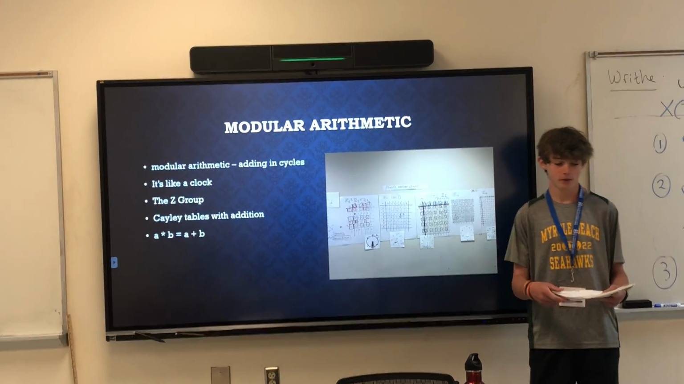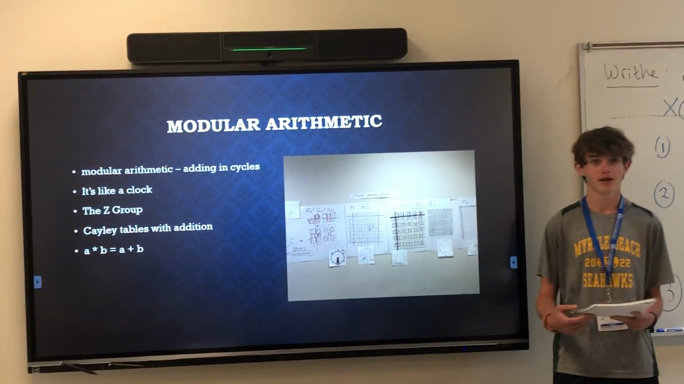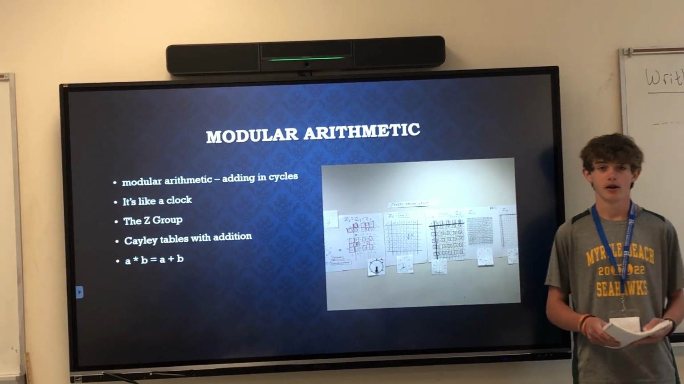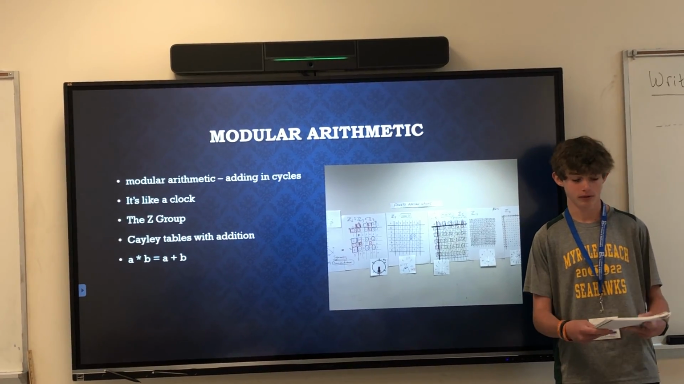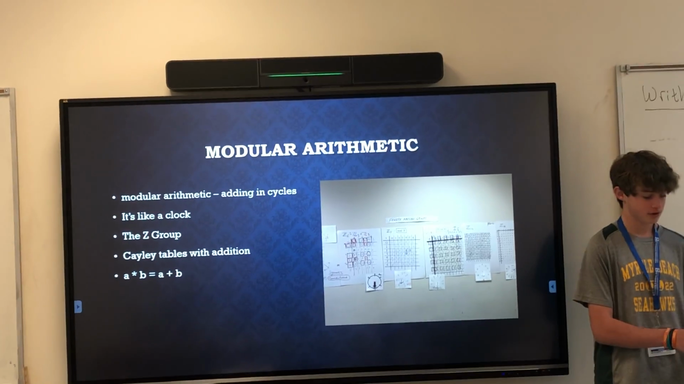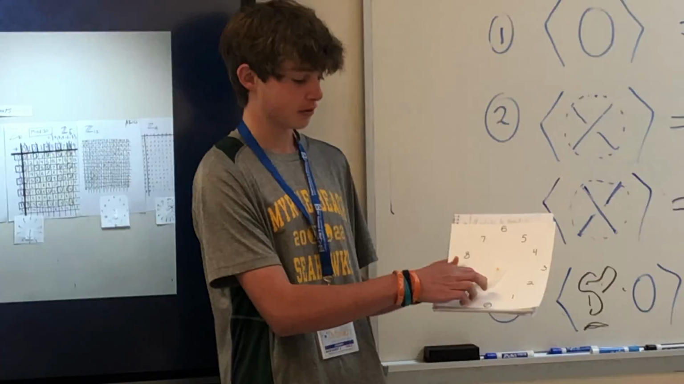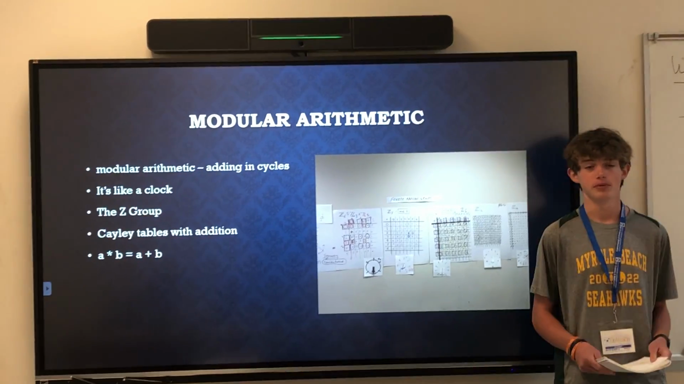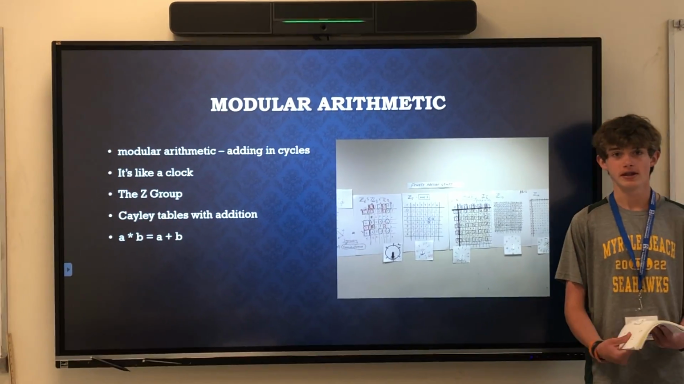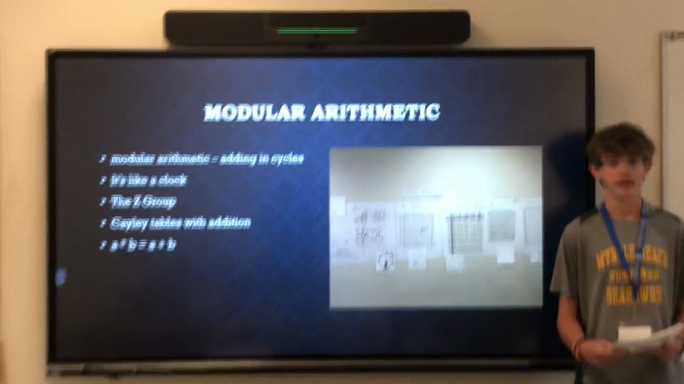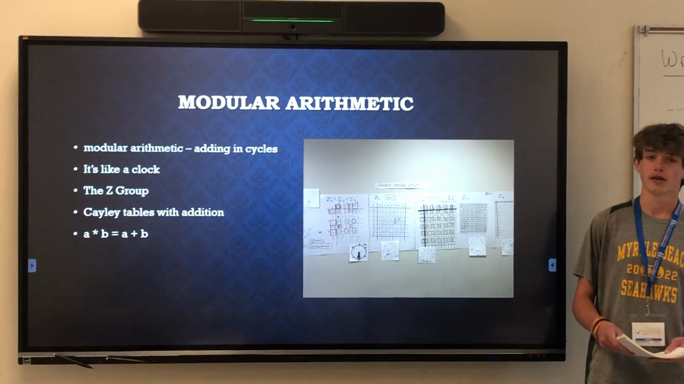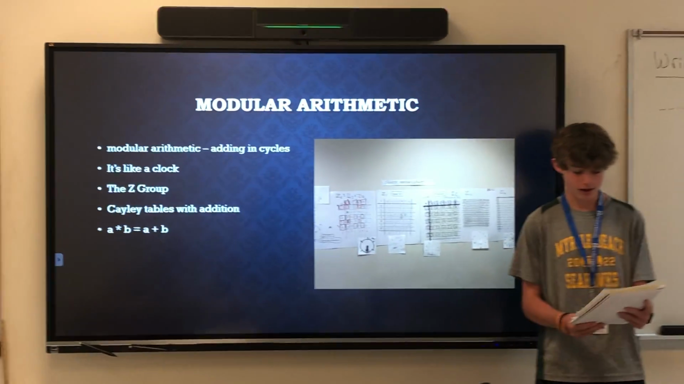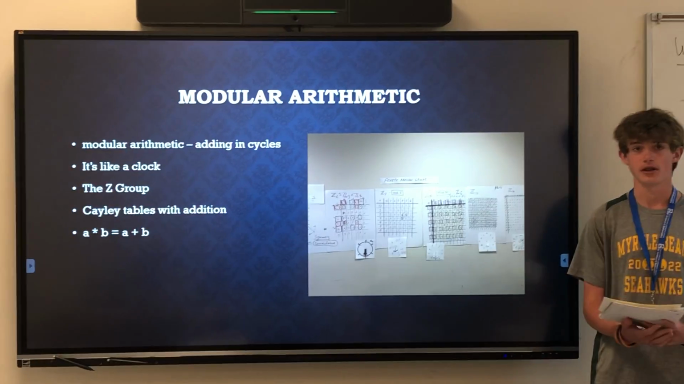Hello, my name is Tommy. I'm talking about modular arithmetic. Modular arithmetic can be represented by clocks. A clock is represented by mod 12. If you went forward 12 times on a clock, you would be back at 0. Mod 12 can also be represented by the group Z12. A group Z is usually represented by Cayley tables. Cayley tables are a lot like multiplication tables, but instead of using multiplication, they use A operated by B equals A plus B.